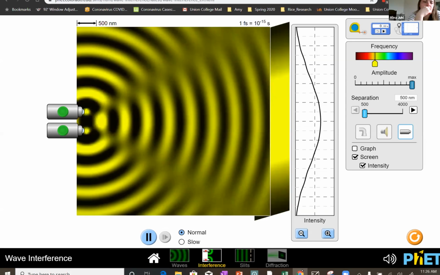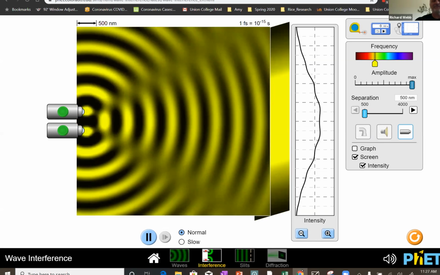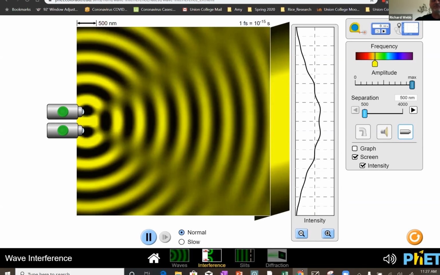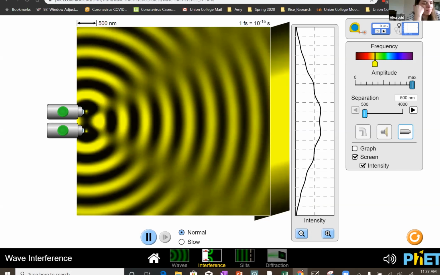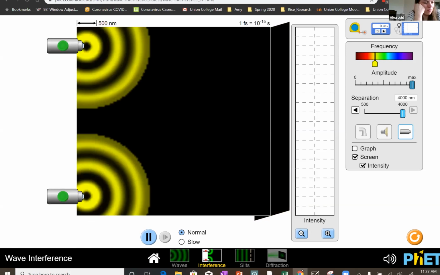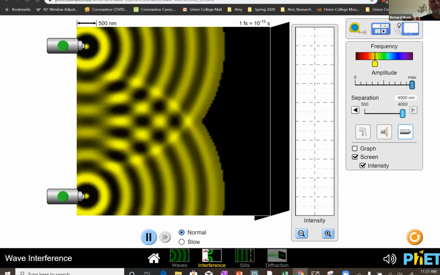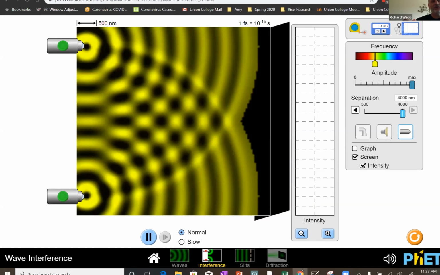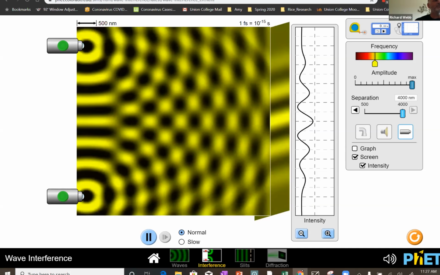Okay. So with the lights, as close as I can have them together, I basically only see the central peak. If I move them far apart, then I'm going to see lots and lots of peaks. And so the separations get closer together when I move them farther apart.